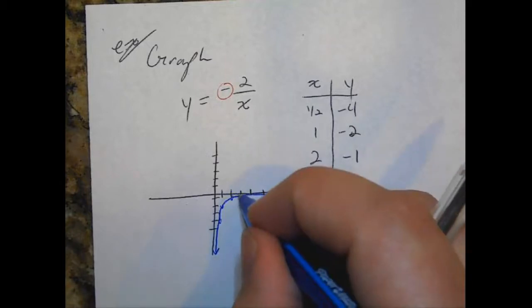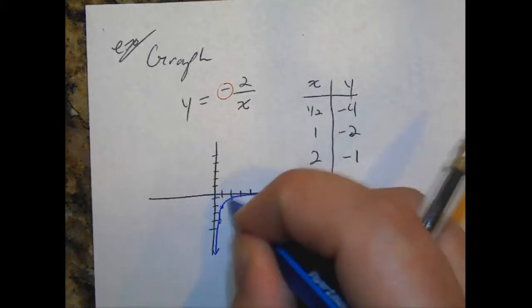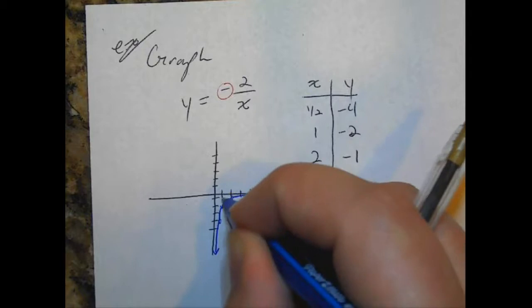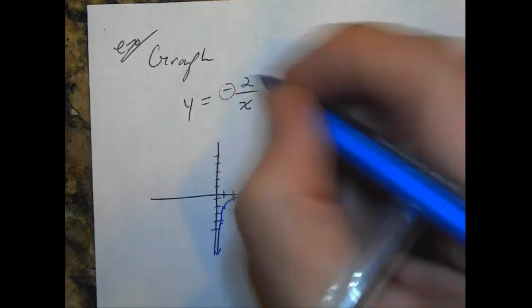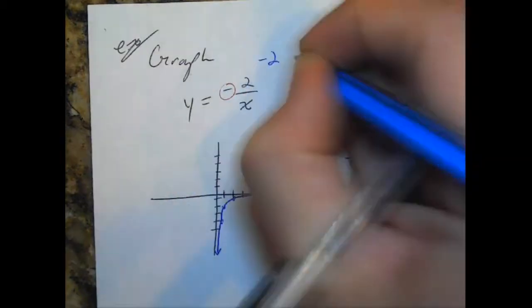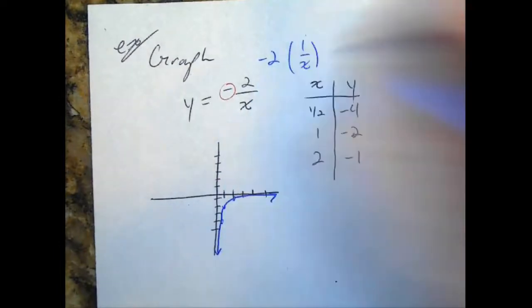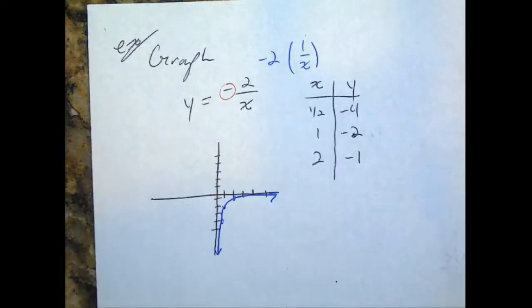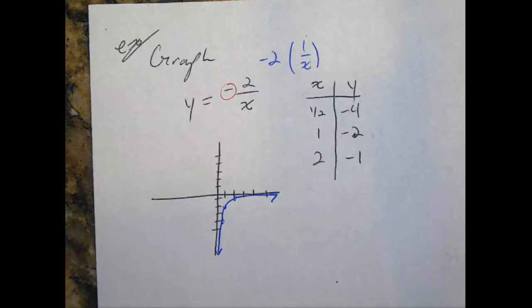So as it grows, or sorry, this 2 is also, so I could look at this as -2 times 1 over x. So what we're doing is we're multiplying our y's by -2, if you remember your parent function.